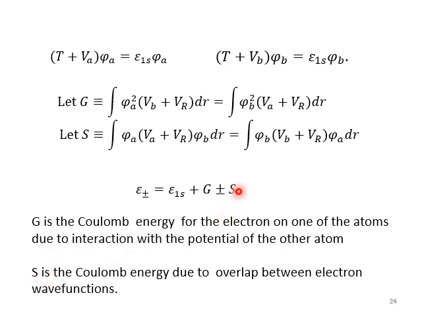And then this other term that we've labeled S is the cross term. I've got phi A star, phi B star, phi A. This tells us something about the overlap between the two wave functions, where I've got the wave function of the electron on A and the wave function of the electron on B. So S is the Coulomb energy due to the overlap between the electron wave functions.